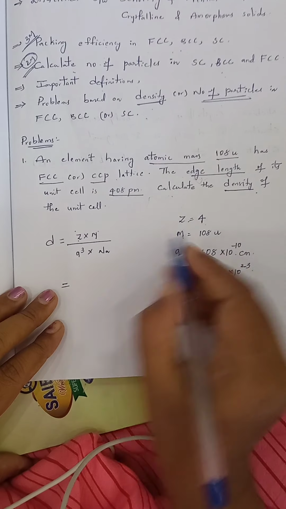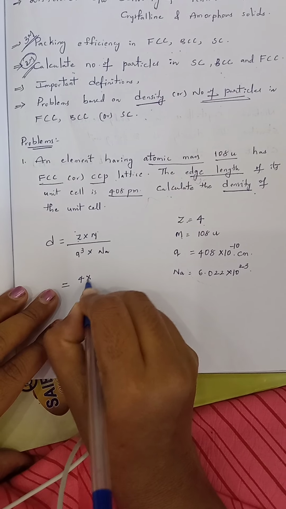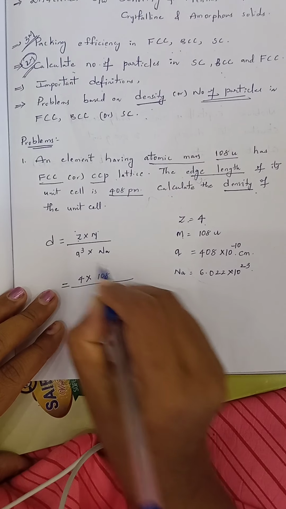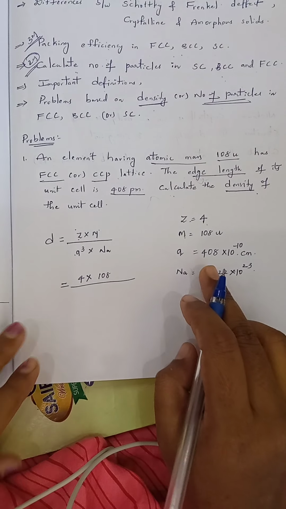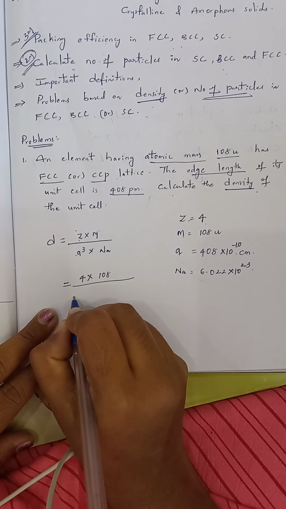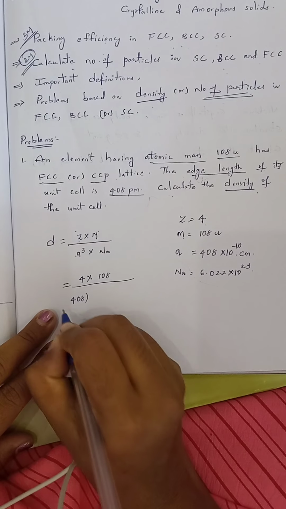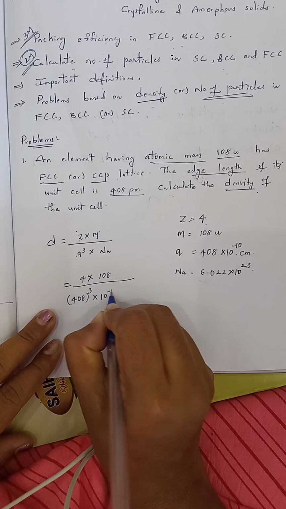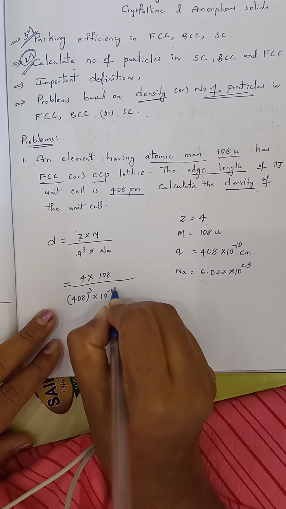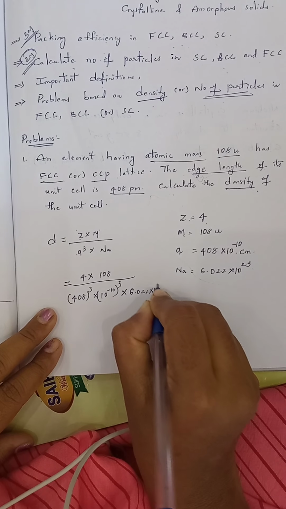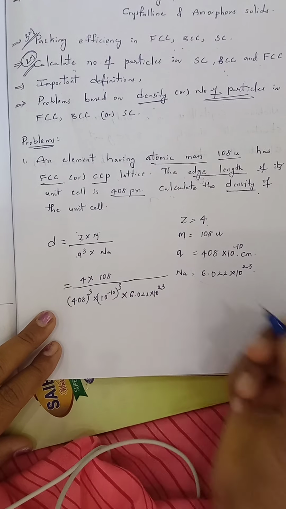What is Z value? 4. Substitute here. Into M value 108 divided by A value. Edge length value is given, 408 into 10 to the power of minus 10. You want to cube it. So individually I am cubing: 408 cube into 10 to the power of minus 10 whole cube into Na. What is Na value? 6.022 into 10 to the power of 23.